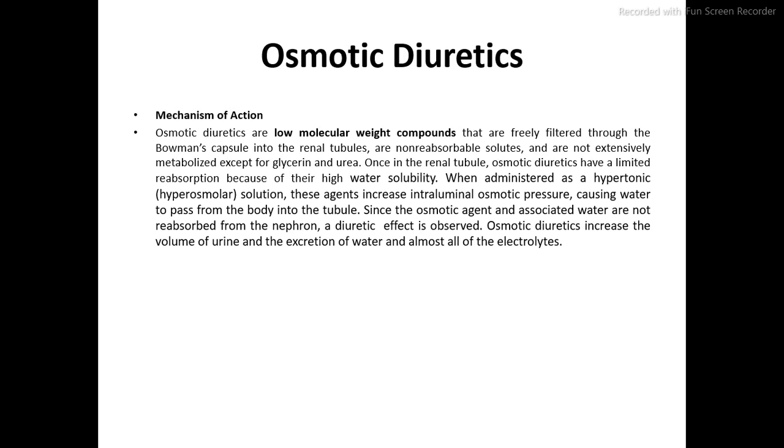So how do these osmotic diuretics work? By producing osmosis, they excrete all the electrolytes and the water from the body, or from the nephron. Right? This is how the osmotic diuretics work. As these are low molecular weight compounds, they are easily solubilized in water. So by producing osmosis, they excrete all the electrolytes and water from the body, and thereby the diuretic effect is observed.